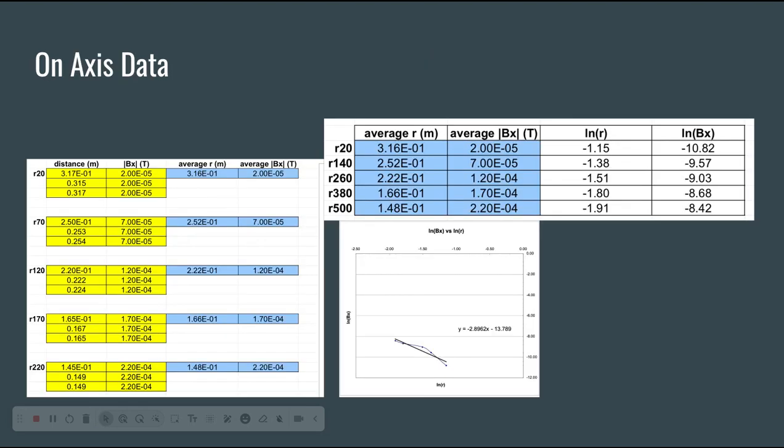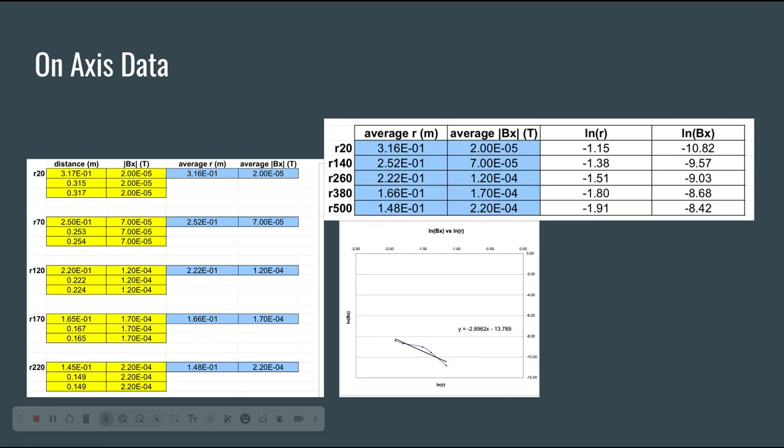So here is our data. Here's our on-axis data. As you can see, we have the distance when the magnetic field is 20, what is that, microteslas, I think, 20 microteslas, 70, 120, and so on and so forth. And as you can see, the distance decreases as the magnitude of the magnetic field increases. And we've got a little graph here.